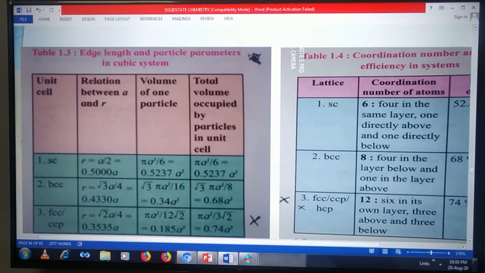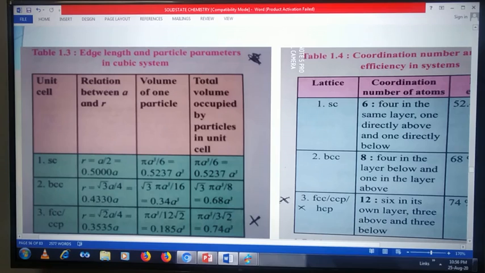For the body centered cubic lattice, we know that the relation between the radius and the edge length is r is equal to root 3 a by 4. Here also we put in the value of root 3 and calculate, and we get r is equal to 0.4330a. So we just put in the value of the edge length and get the radius of that particular constituent particle.